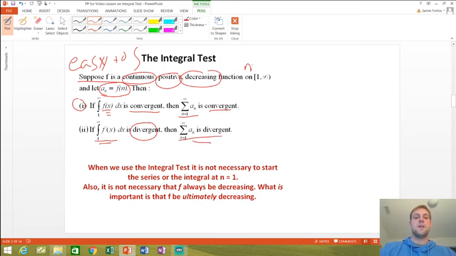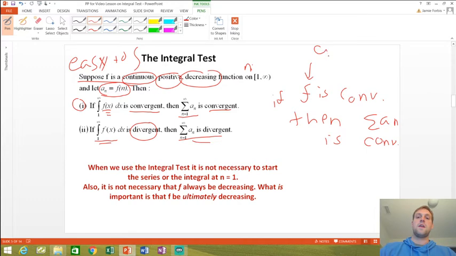Basically, if the integral of f is convergent, then the summation of a sub n is convergent, and the same with divergent. And f is just no more than a sub n as a function. That's all that is.